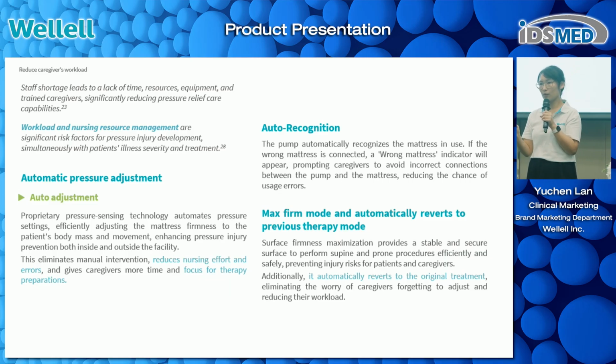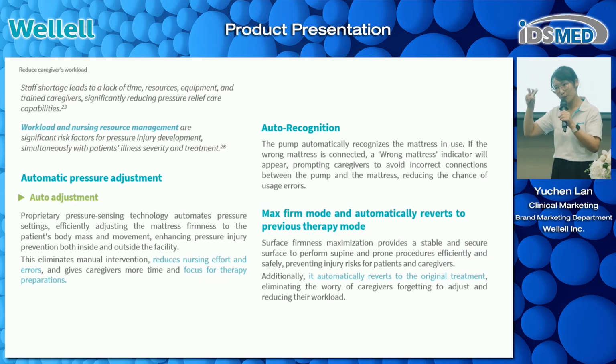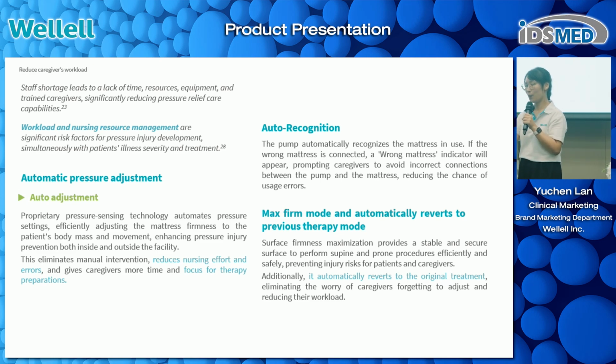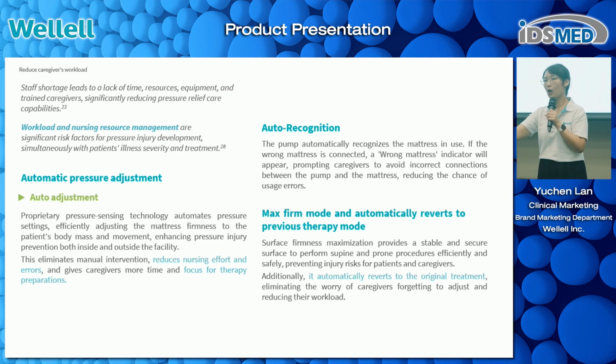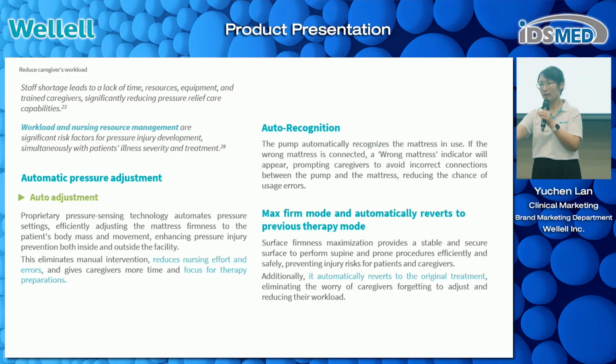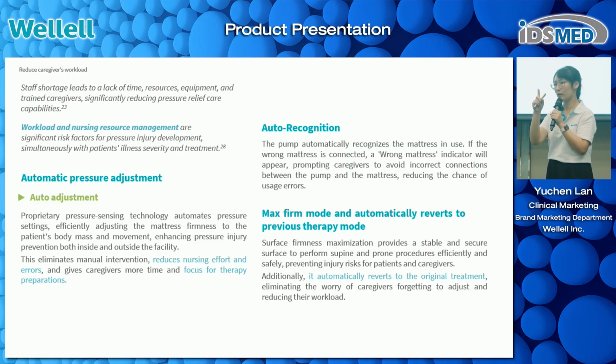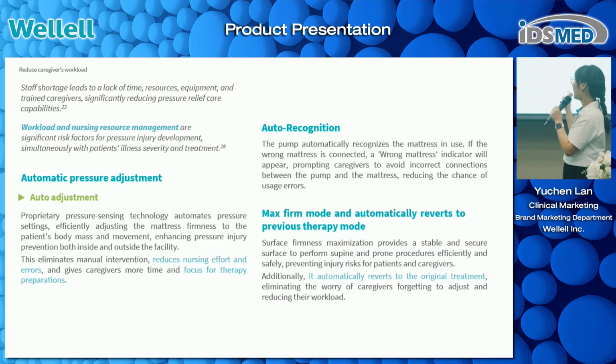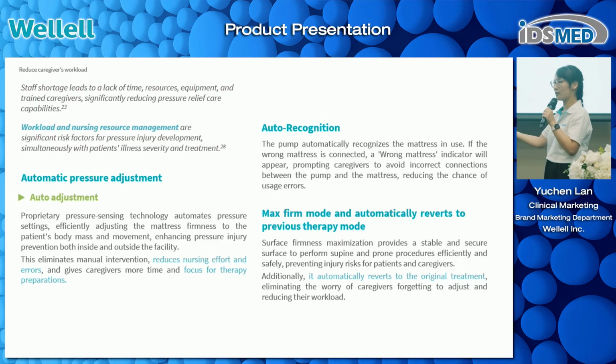Others, for caregivers' workload, we must emphasize auto functions. For example, auto, when the patient lies on the mattress, it automatically gives the proper pressure to support the patient. Or when we place the connector to the pump, it can automatically recognize which mattress it is, and whether it is wrong or right. And when we press max firm, it can also automatically go back to the previous mode after the nursing care. So these auto designs are all for reducing our caregivers' workload.